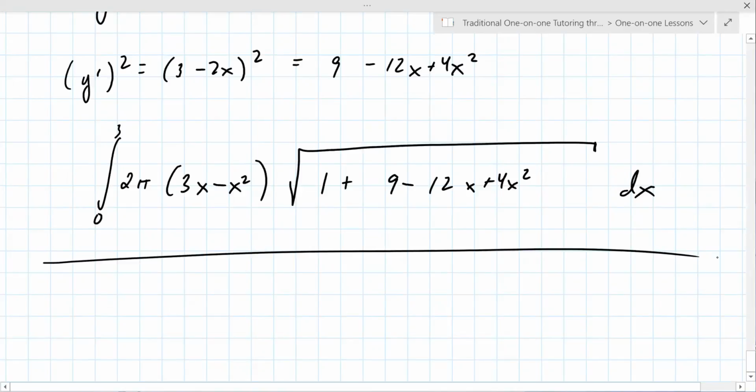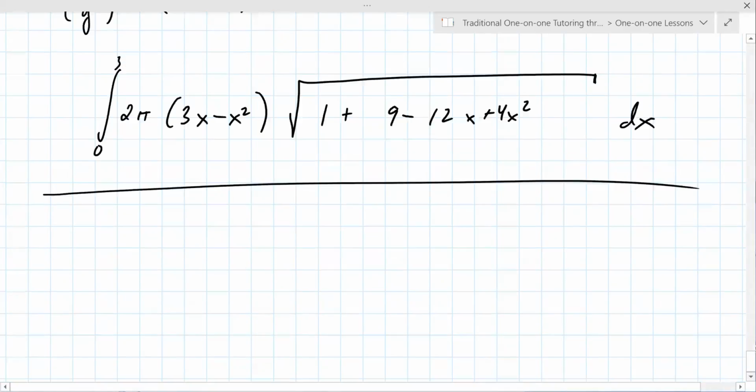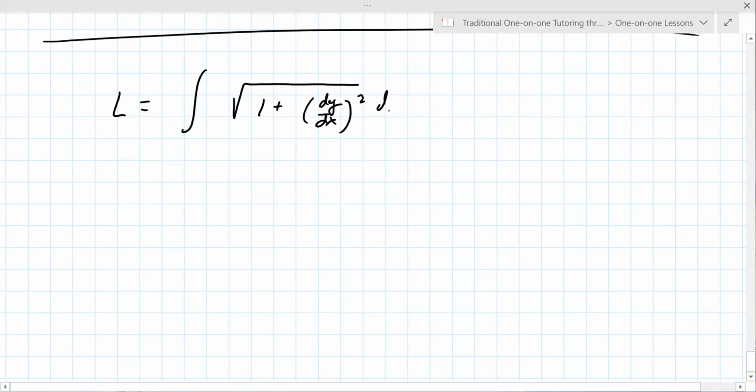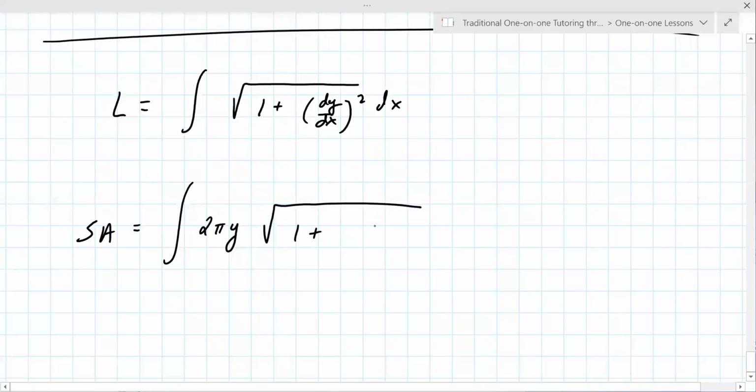So the formulas for arc length and surface area are really similar. Arc length is sometimes simplified as the square root of 1 plus dy dx squared. And for surface area, it's the integral 2 pi y square root 1 plus dy dx squared dx. You can see they're very much the same.